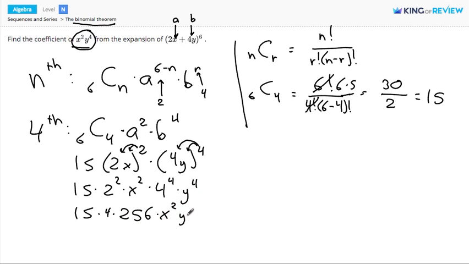So if we're looking just for the coefficient of this term, we need all of these numbers multiplied together. And if you do 15 times 4 times 256, you get 15,360. So that is the coefficient of x squared y to the fourth.